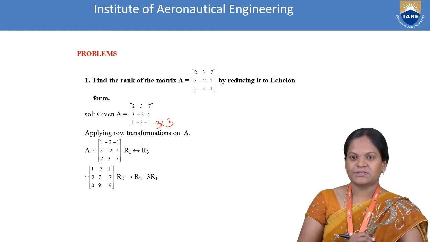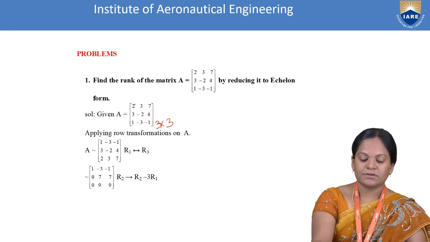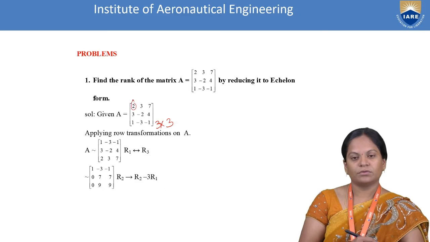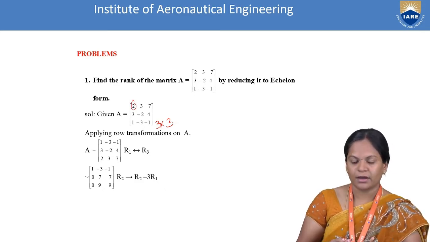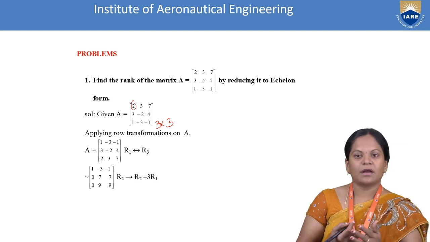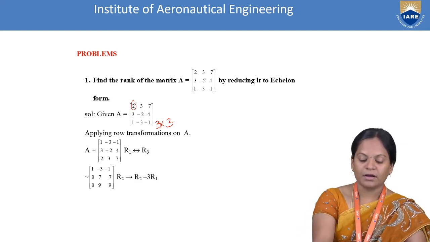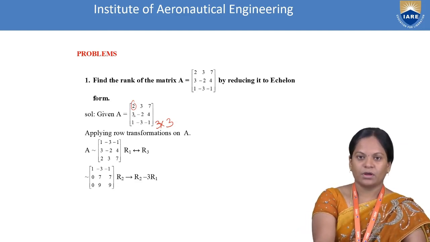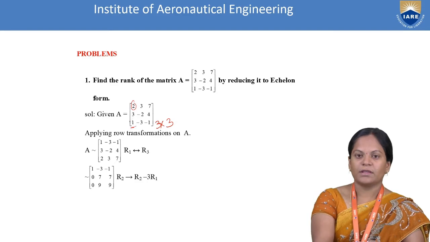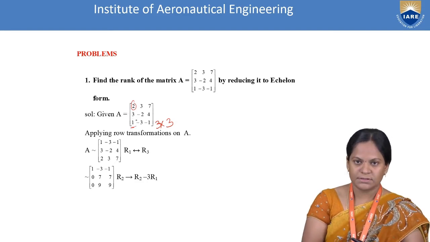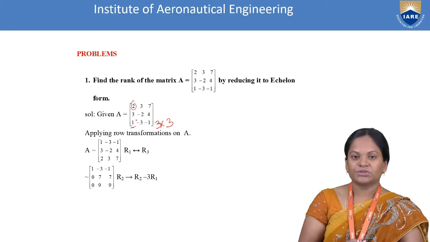So what is the first step? Better to take the first entry as 1, and then change the remaining elements to zeros. For our convenience, I am changing R1 and R3. Why R1, R3? In the second row we have 3, so no need to take 3 in the first place. If we want to take 1 in the first place, it's very easy to make the remaining two zeros. That's why I'm interchanging R1 and R3.